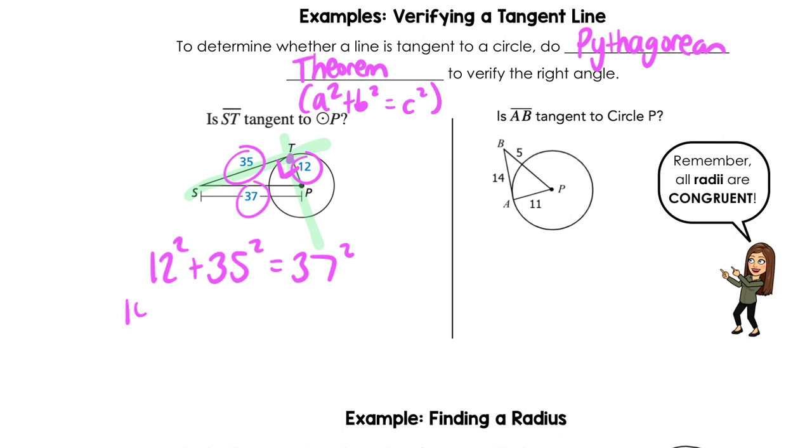So 12 squared is 144. Hold on, I don't have a calculator handy. Just one second. If you guys don't have a calculator yet, you might want to go grab one. So 35 squared, let me get my app. 35 squared is 1225. We just want to see if that equals 37 squared, which is 1369. So we're just seeing if that's true.